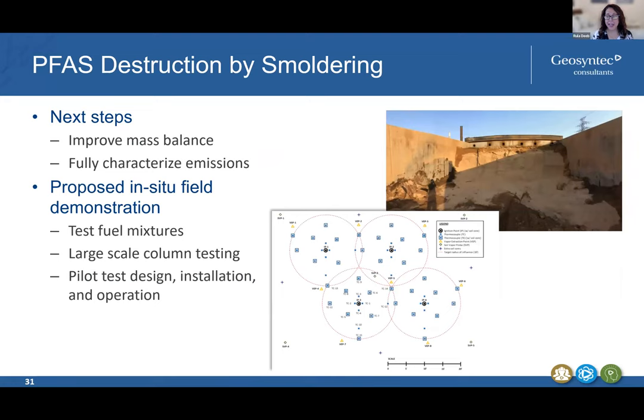The next steps, and there's a hyperlink to the second project that is on that first slide. The next step is to try and demonstrate this technology in situ at Edwards Air Force Base in California. And different fuel mixtures are going to be considered, including vegetable oil. So they're in the process of designing the pilot test system, followed by installation and operation, and data should be available in about a year. So I'd encourage you to visit those web pages. But really exciting because of the potential for in situ applications, and also the potential for complete destruction of PFAS.